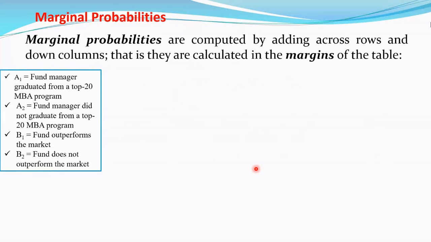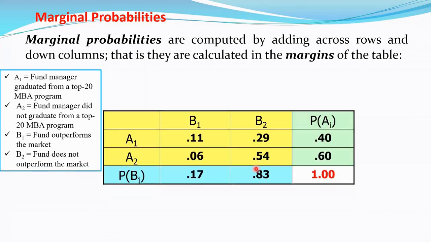Now here we are again looking at the marginal probabilities, using the same example. A1 is the fund manager graduated from the top 20, A2 not graduated, B1 outperforming the market, B2 not outperforming the market. Now this 0.4, what does it mean? It is the probability that the fund manager graduated from the top 20, that is 40%. There is a 40% chance that the fund manager graduated from the top 20.